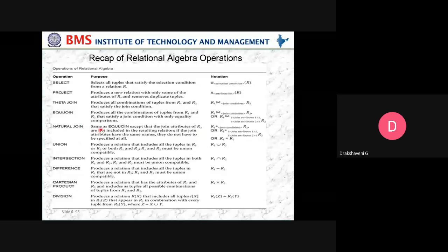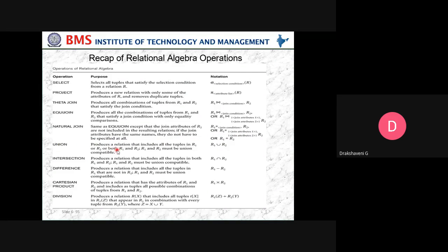Then natural join, same as equijoin, except that the join attributes of R2 are not included in the resulting relation. If the join attributes have the same name, they do not have to be specified at all. So this is what we can see.